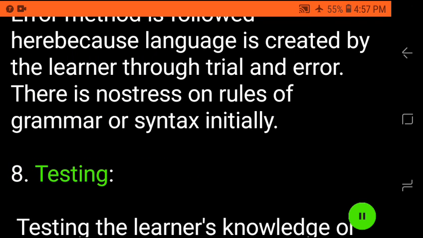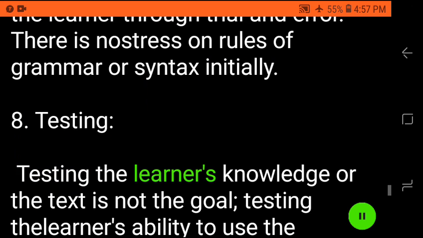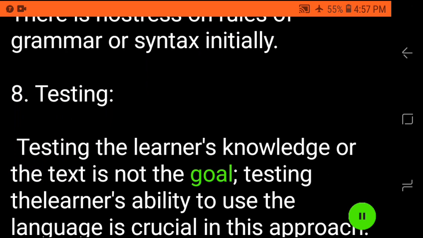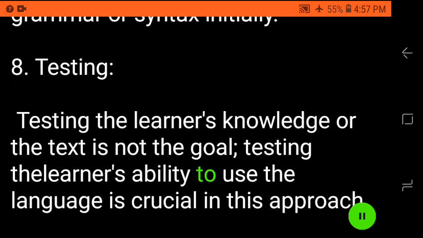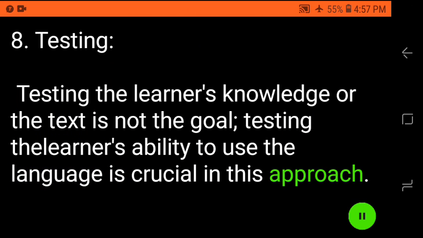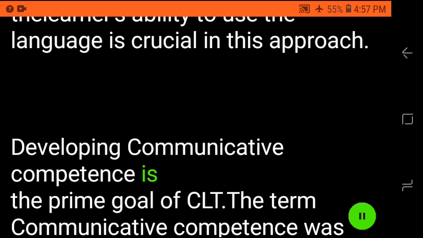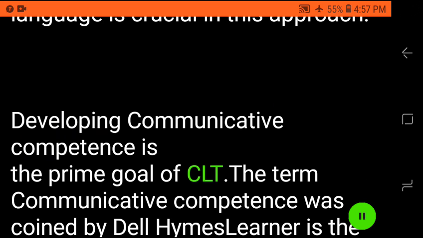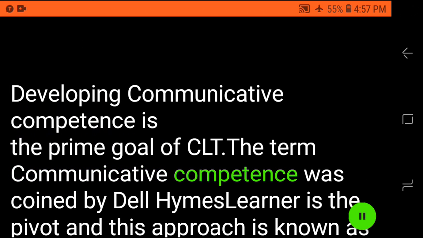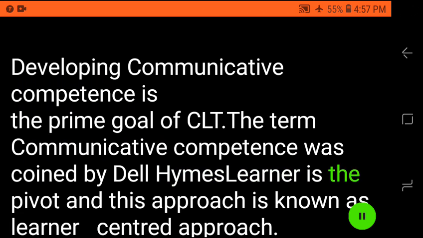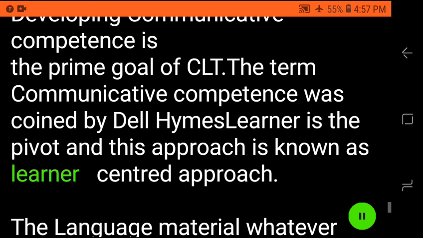8. Testing. Testing the learner's knowledge of the text is not the goal. Testing the learner's ability to use the language is crucial in this approach. Developing communicative competence is the prime goal of CLT. The term communicative competence was coined by Dell Hymes. Learner is the pivot, and this approach is known as learner-centered approach.